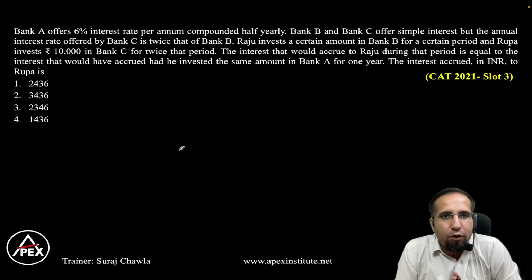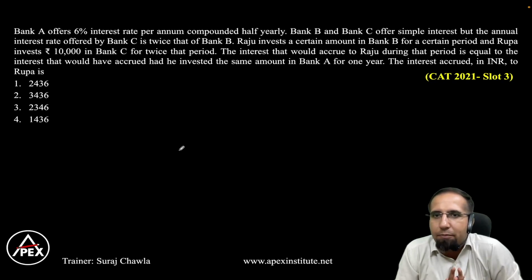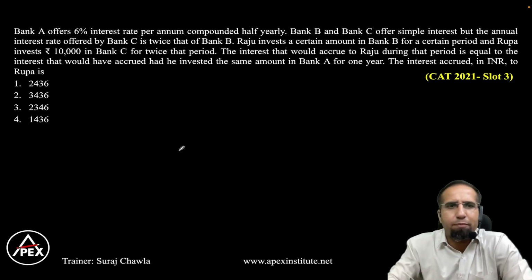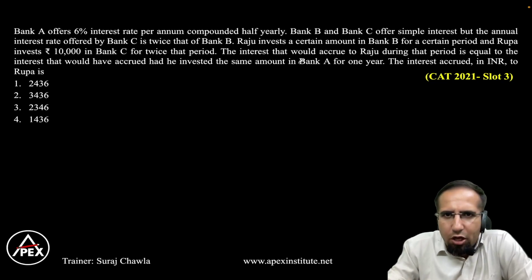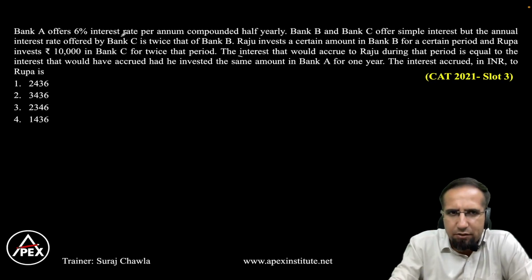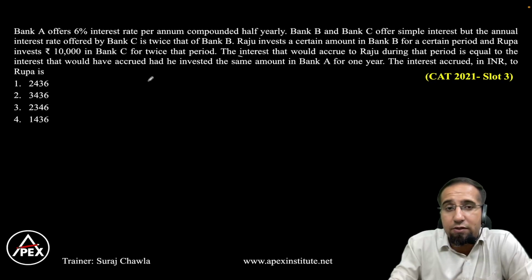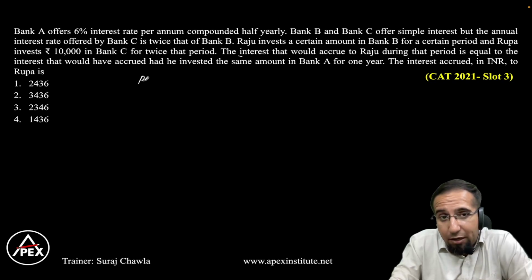Now Bank A offers 6% rate of interest per annum compounded half yearly. Bank B and C offer simple interest, but the annual rate of interest of Bank C is twice that of Bank B. Okay, so we're talking about Bank A, Bank B, Bank C, and we're talking about 1 year. And the question is talking about the interest accrued. If you observe the interest that would accrue. So let's simplify. 6% per annum half yearly is 6.09 percentage per annum yearly, as we calculated in the previous question.